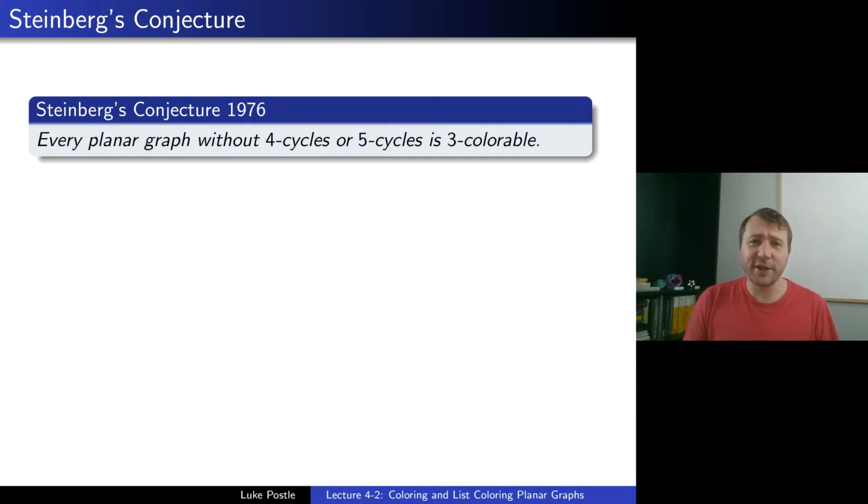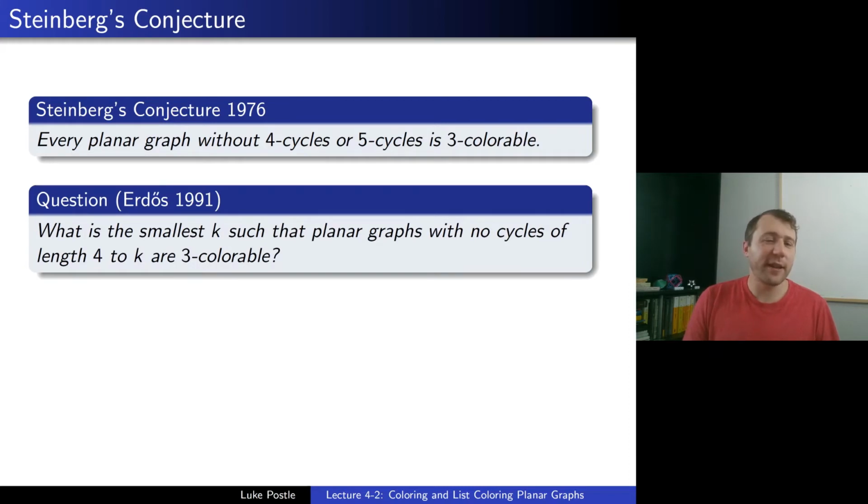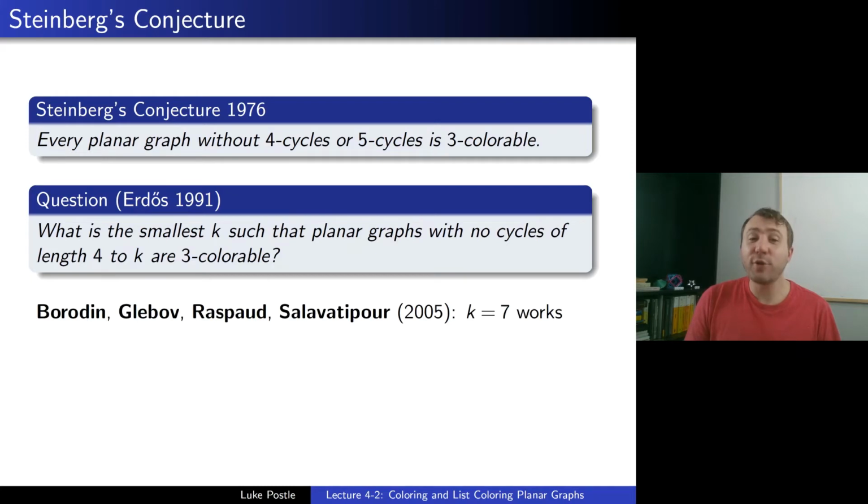Well, people got stuck as this conjecture seemed very hard. And so Erdős came along in 91 and said, to try to make people work on the problem more, here's something easier. What is the smallest k such that planar graphs with no cycles of length 4 to k are 3-colorable? There are some easy arguments to show that 4 to 11 works, and then 4 to 10 works, and then people did 4 to 9, and so on. The best known result is by Borodin, Glebov, Raspaud, and Salavatipour, that k equals 7 works, from 2005. That's a very nice discharging, reducible configuration type proof, similar to the four color theorem, but only in maybe 10 or 15 pages. So 4 to 7 works, and then people got stuck. They couldn't really do better.